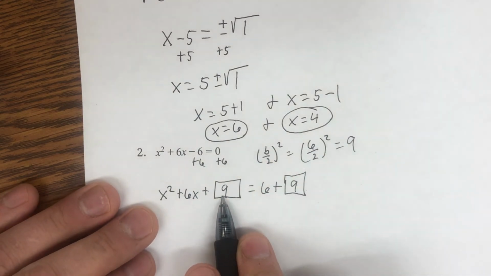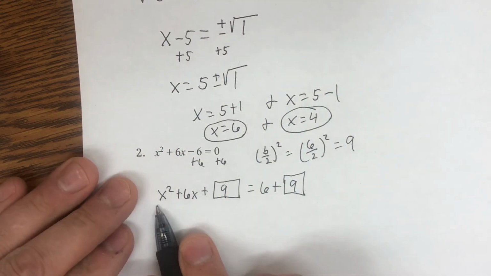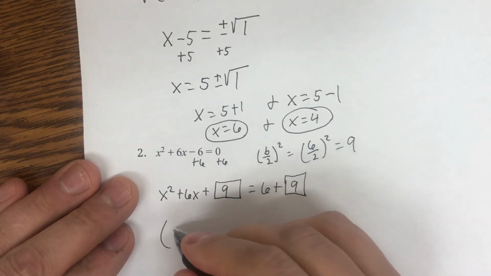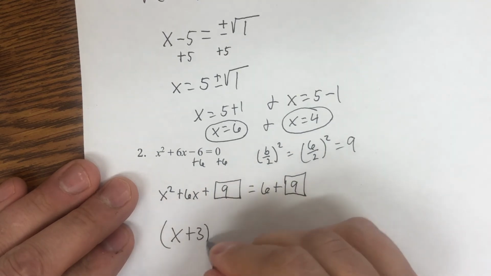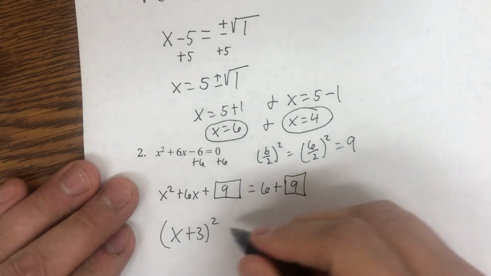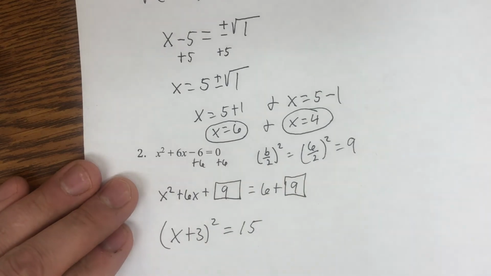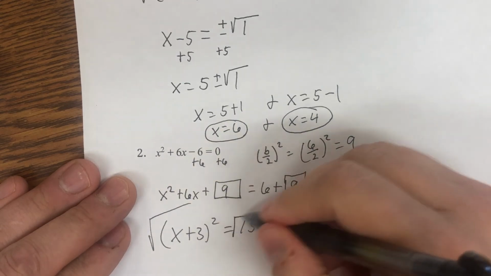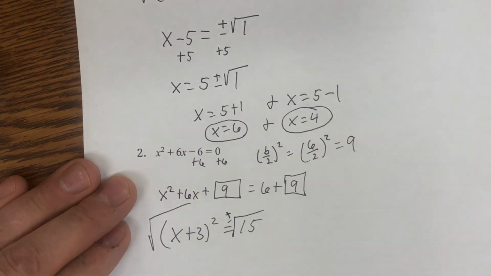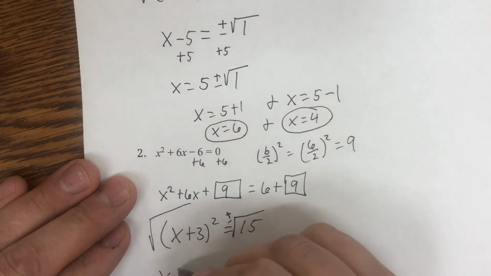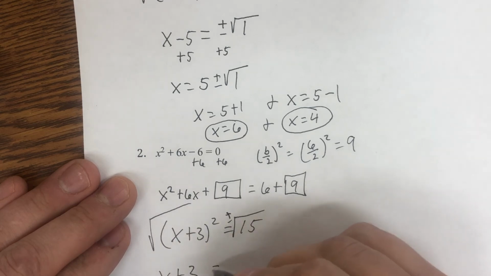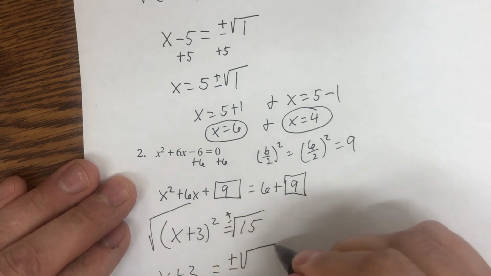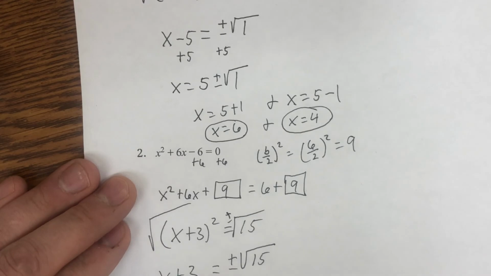Square root of 9 is 3. Square root of x squared is x. Inside the parentheses, x plus 3 squared equals 15. Next step, take the square root. Don't forget plus and minus. X plus 3 equals plus or minus the square root of 15.